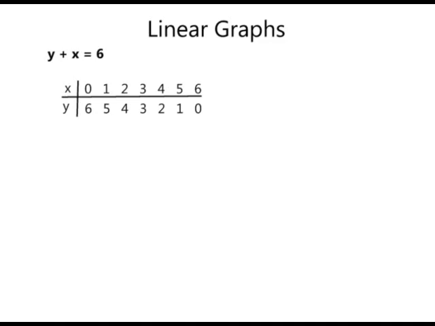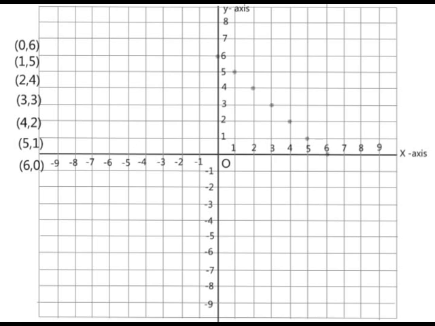Now, the next thing, we take the corresponding values of x and y and write them as coordinates. And so we shall have the first coordinate 0, 6, then 1, 5, 2, 4, 3, 3, 4, 2, 5, 1, and 6, 0. If we plot these points on our Cartesian plane, let's see what we have. These are the points. Now if you join them, you realize you are drawing a straight line.